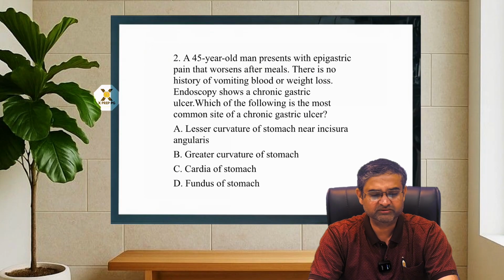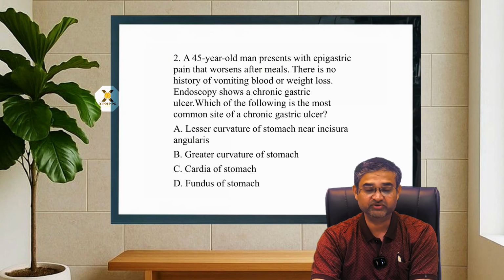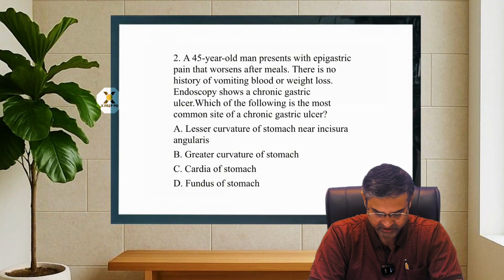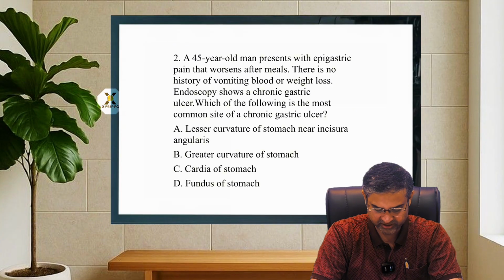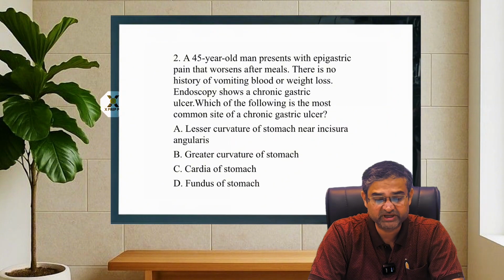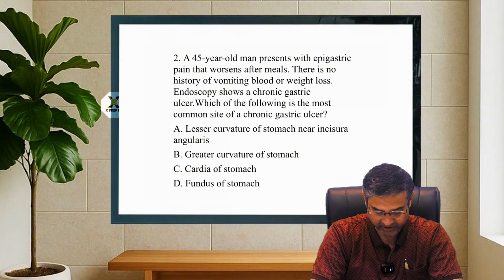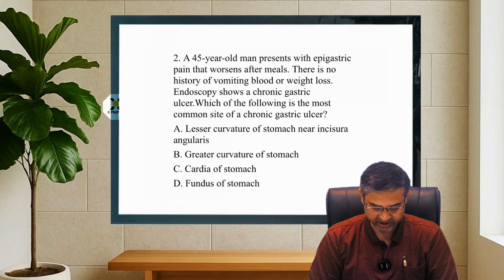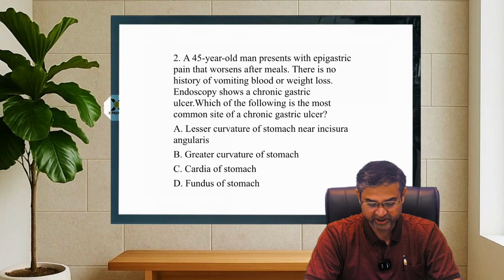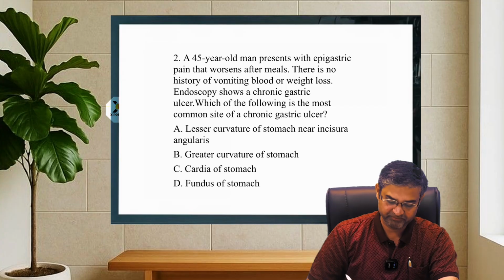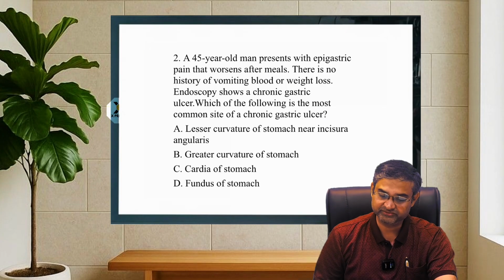For this question, you have to be very sure about the most common site of cancer or ulcers in the stomach. There are two types of ulcer, benign and malignant. The benign ulcers are most commonly located on the lesser curvature, usually near incisura angularis, while the malignant ulcers are most commonly present on the greater curvature. Pain after meals is typical of gastric ulcers, while in duodenal ulcers there is pain relief with food.